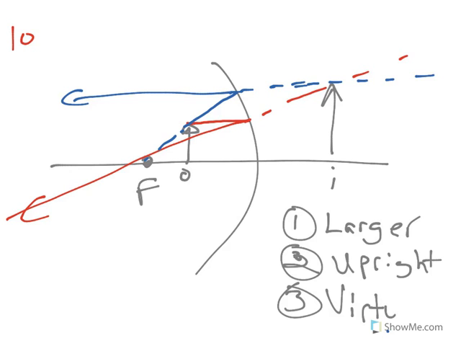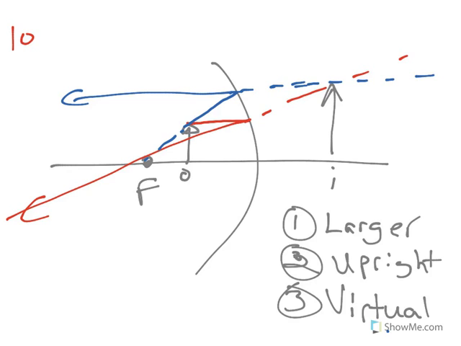It's virtual because the lines do not actually cross. I had to dot them back to cross, so if they dot back to cross, it's a virtual image. Also, it's behind the mirror, so I couldn't ever form that image on a piece of paper. So larger, upright, virtual.